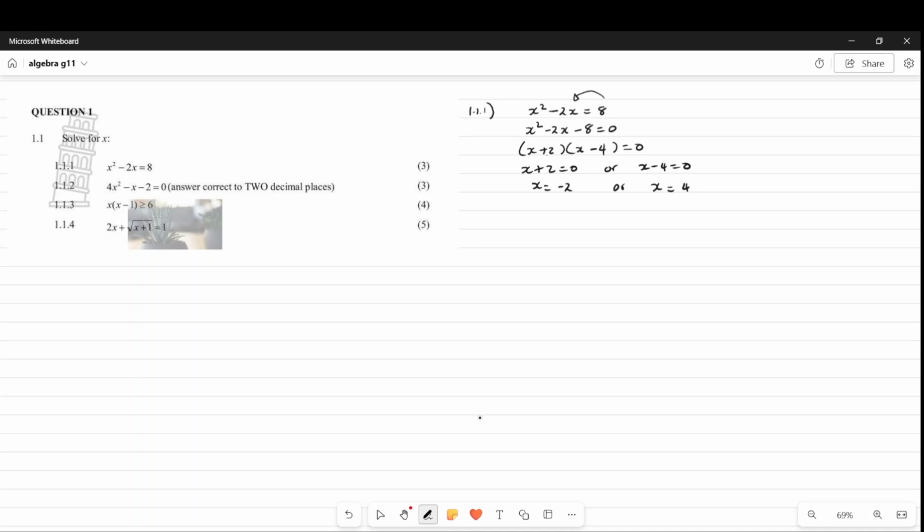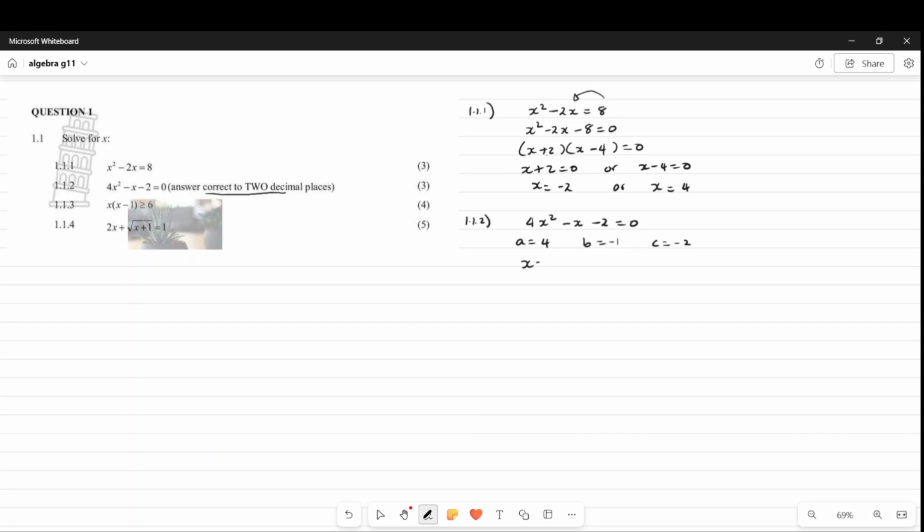Now for 1.1.2, which tells us 4x squared minus x minus 2 is equal to 0. They tell you to answer correct to 2 decimal places. This already tells you that you must use your quadratic formula. In this scenario, a is equal to 4, b is equal to negative 1, and c is equal to negative 2, so you're going to have to use your quadratic formula.